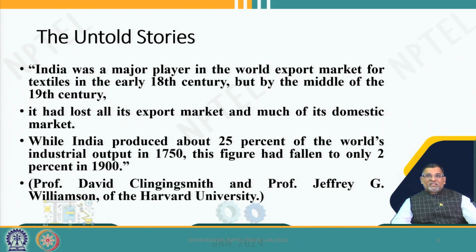And also we can see that India was a major player in the export market for textiles even up to the 18th and 19th century. As I told you, dyeing of textiles was a trade secret of Indians even up to the 19th century. We already said that India was contributing 25% of the world trade and industrial output once upon a time, even after 1750. It fell to 2% in 1900.